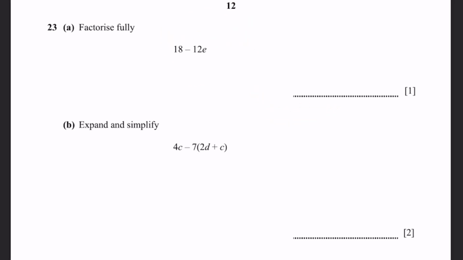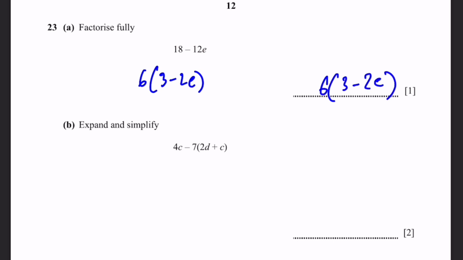Question 23. A. Factorize fully 18 minus 12e. So the HCF of this is 6. So 6 into 3 minus 2e. That's the answer. We just divide both sides by 6 and make a 6 outside with the bracket. 6 into 3 minus 2e.